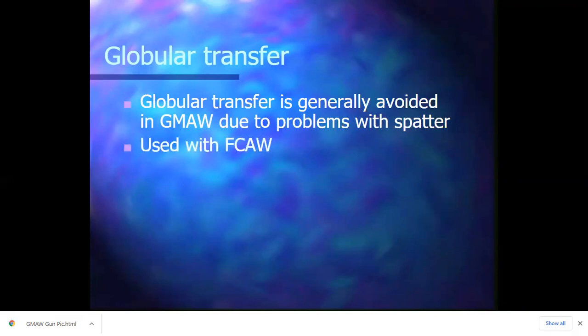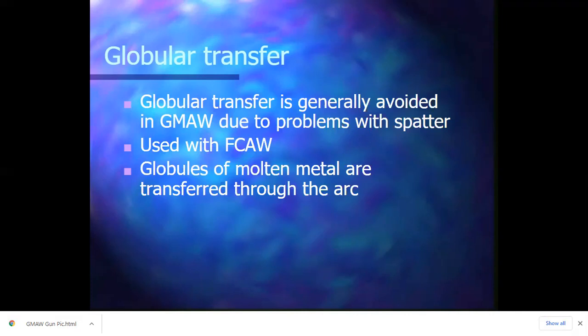So in some processes like flux core, that is solely what we use. Flux core is all globular transfer, but it avoids things like spatter by using the flux. The flux does a neat job of containing the spatter and reintroducing it into the weld, and the spatter becomes part of the weld. It's quite a neat process. We'll get into that in the 20 level. I may do some demos and show you, just for fun, when you guys get back as well.